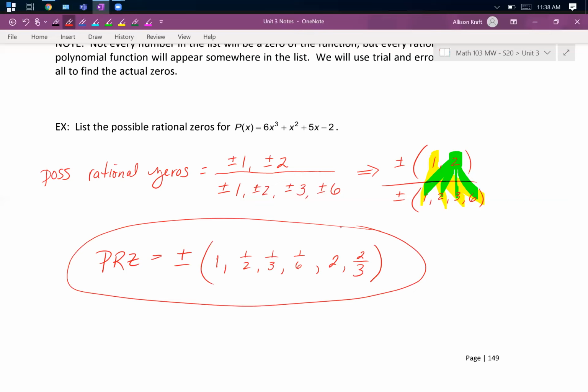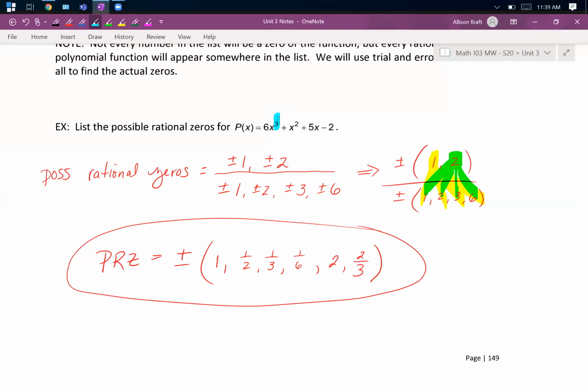So clearly, not every one of these numbers is going to work. Our n-zeros theorem tells us that the number of zeros we have is equal to the degree. And the degree of this polynomial is 3, yet I have 12 numbers in my list of possible rational zeros. So clearly, they're not all going to work.